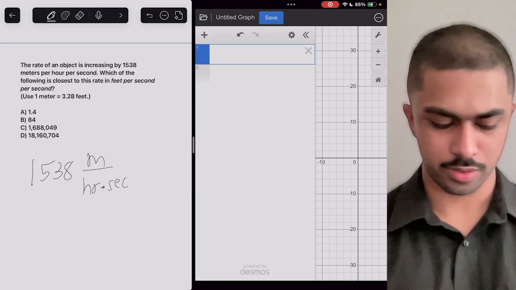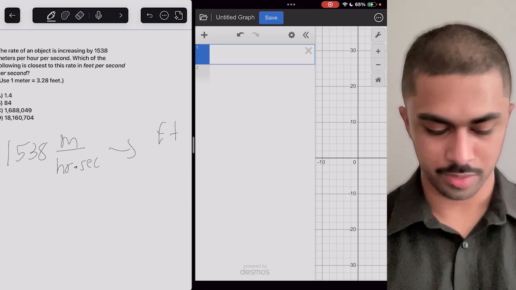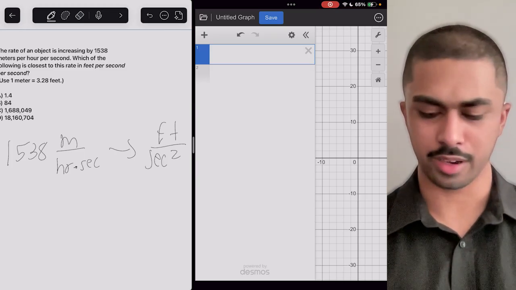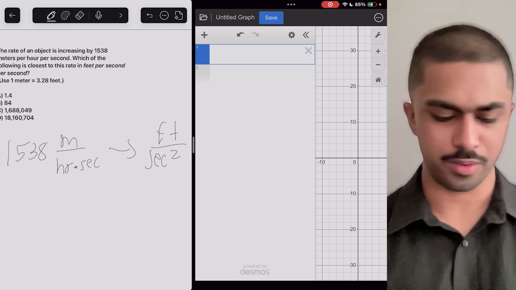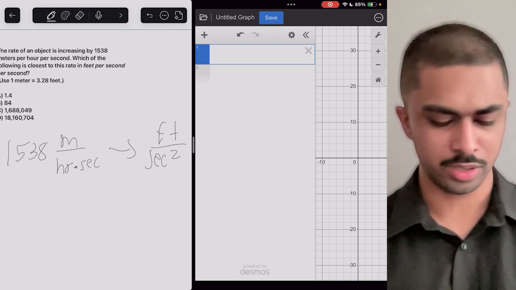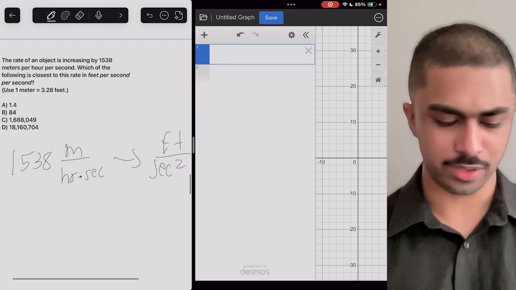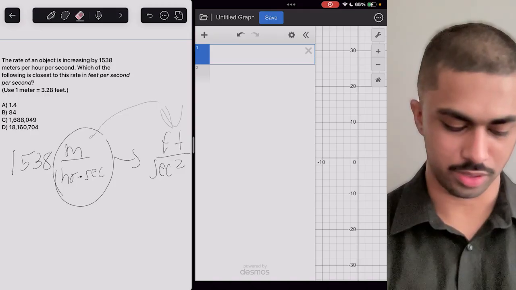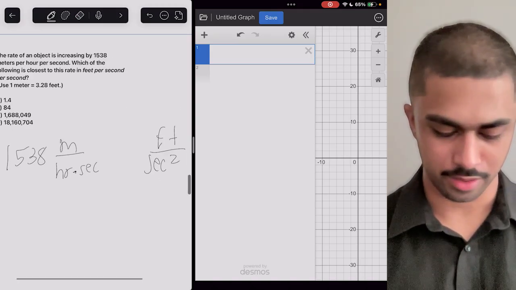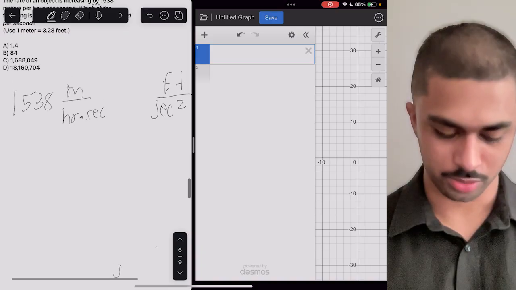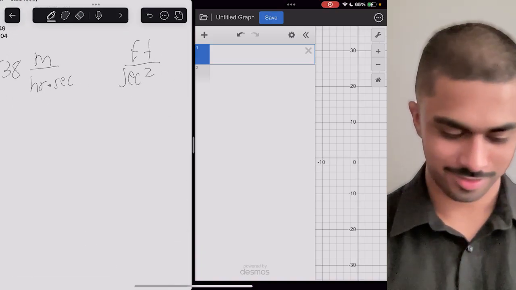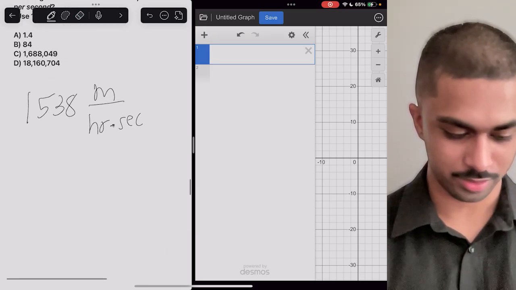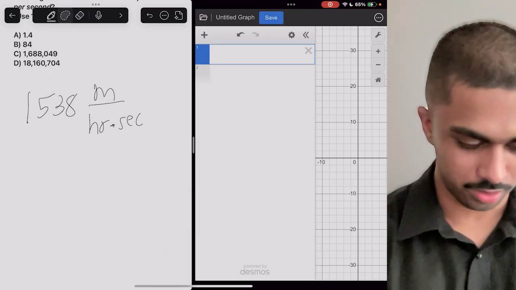So we want to convert this into feet per second per second. Now, if you're taking chemistry in high school and you learn dimensional analysis, then basically you want to use that exact method to convert these units into this one. But if you haven't learned that, then I'm going to turn into a chemistry teacher right now. No, I'm not. But I'm going to teach you how to do this. So let's actually make this a little smaller.